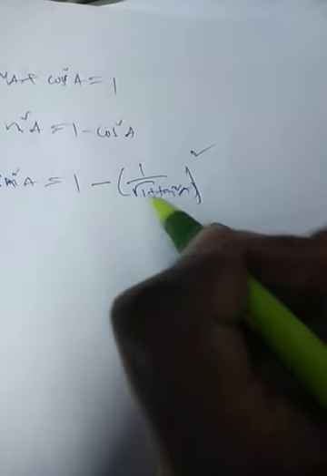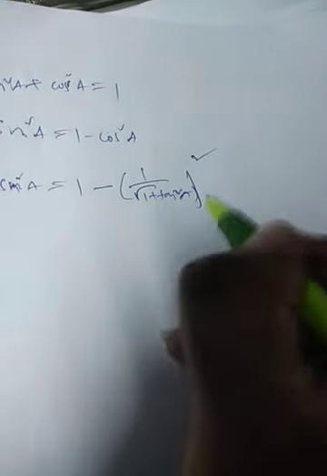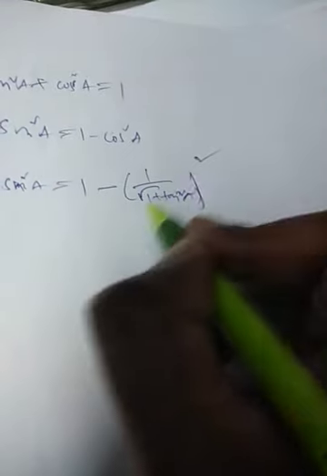So now I can write this as 1 by root of 1 plus tan square A, and we have square. Don't cancel the square and square root like that. It will be the whole square, then we can cancel. 1 square is 1, and here square and root will be cancelled. What will you get? Sin square A is equal to 1 minus 1 by 1 plus tan square A.